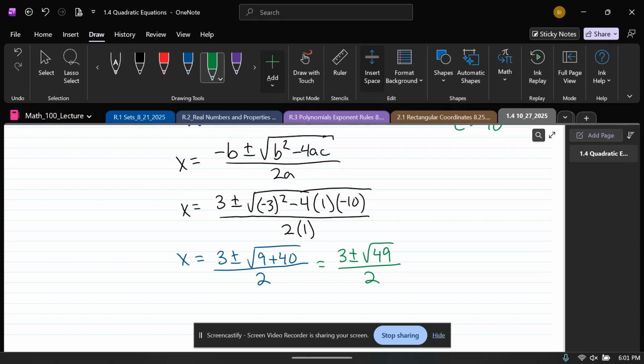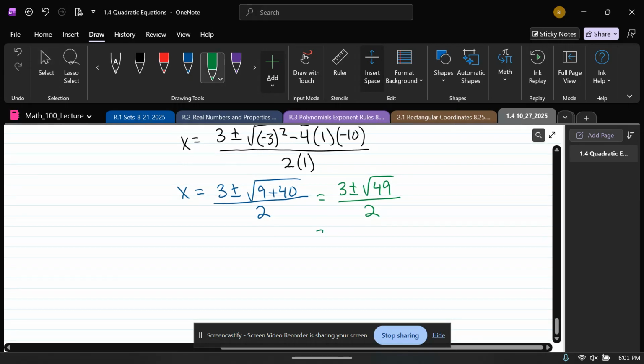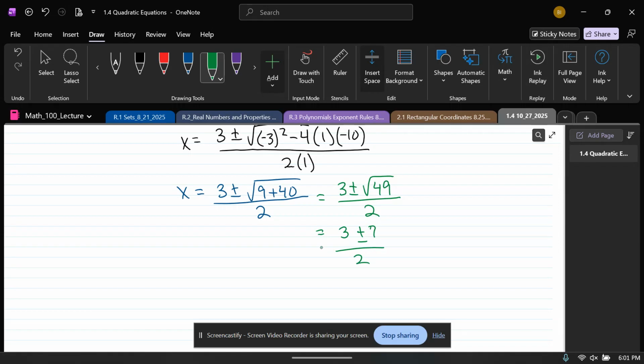Now, at this step, once I get the stuff underneath the square root done, I'm looking to simplify that. Do we know the square root of 49? Ooh, that's nice. So that turns into 3 plus 7 and 3 minus 7, all divided by 2. So I'm going to split it apart and do 3 plus 7. I'm going to do 3 minus 7.